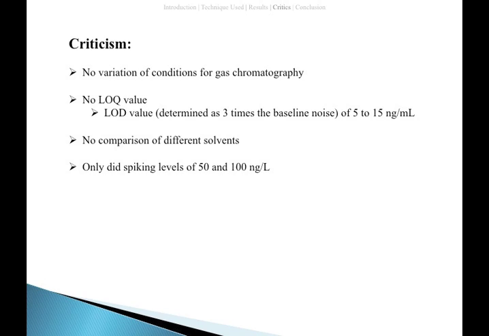Our last point would be that only spiking levels of 50 and 100 nanograms per liter were done. In my opinion, I think that this is purely random, so as to get the experiment started. This also could be an area for other researchers to extend the research using different spiking levels.